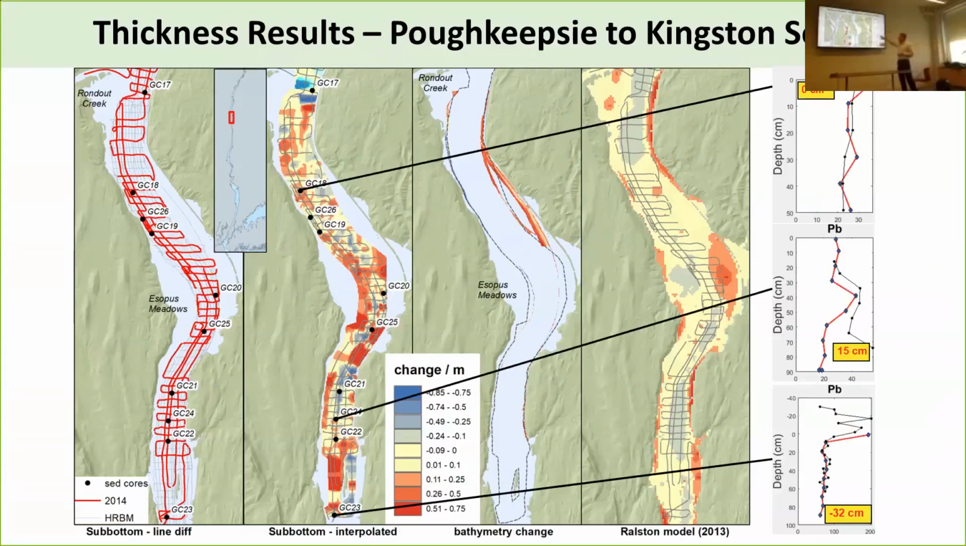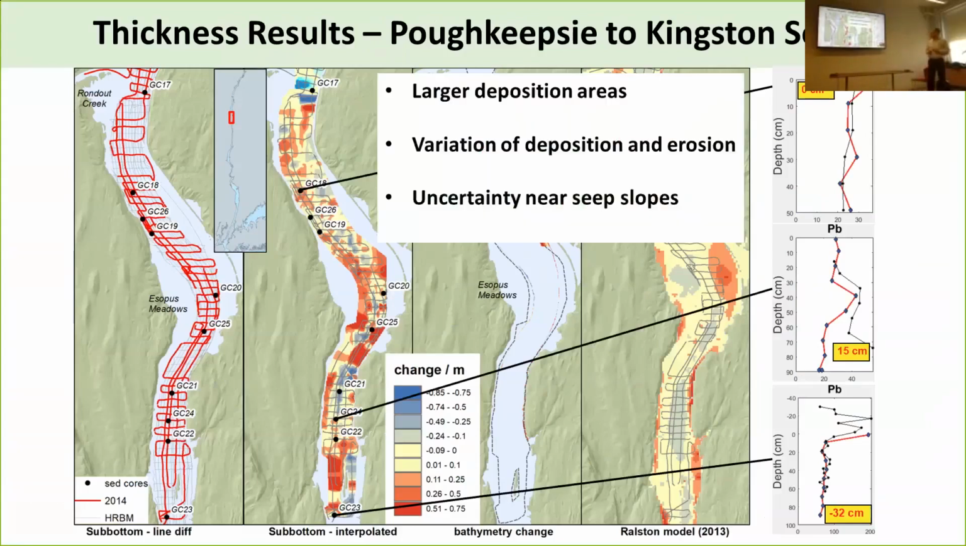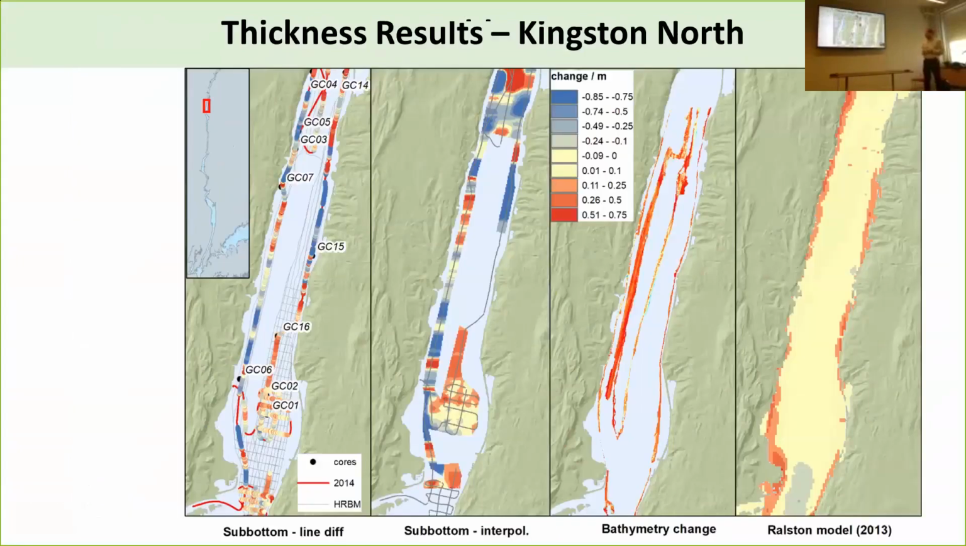There are others where we see maybe half a foot of deposition, and another one down here where it actually indicates some erosion is going on. But altogether it's quite a large area where we think there's deposition happening. Again, there's some uncertainty here, including the slopes of the sides.